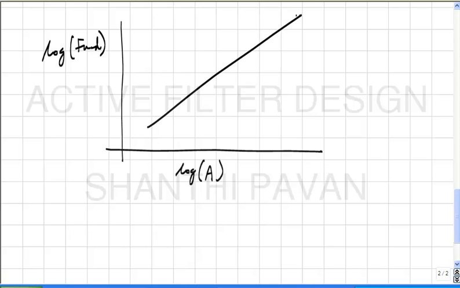In this log of amplitude plot, the gain goes away; the gain just moves the intercept. V out is k times V in, let's say. Log V out is log k plus log V in, so the slope will always be 1 even if the gain is not 1. So this is a nice way of getting rid of the gain.